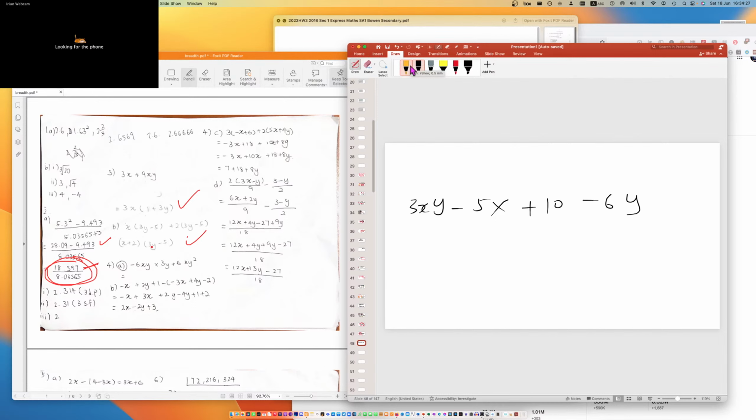So how? Okay, let me show you. There are two ways. Let me show you the first way first. Okay, so you need to have an observation first. You have the 3xy, and then you have the x.